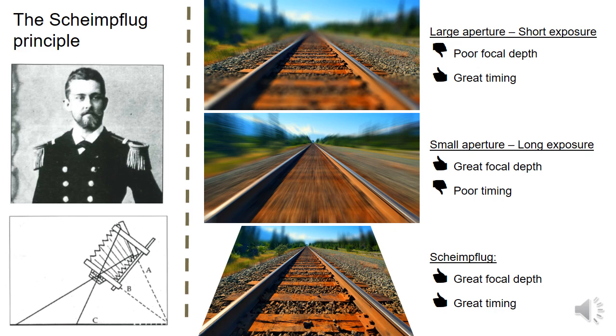The Scheimpflug principle angles the sensor and the lens so that this plane of sharp focus is tilted and it's instead along a plane that you want to image. In this case, it's tilted so that the railroad is imaged clearly. In this way, you get the benefit of both great timing and great focal depths. In our case, we will not use it on a railroad. We will rather image a laser beam, as you will see shortly.